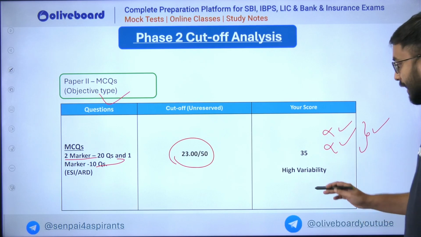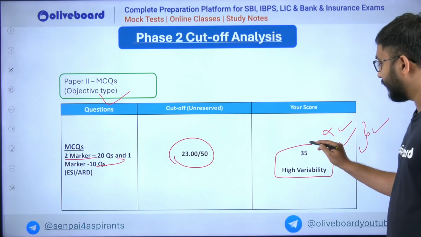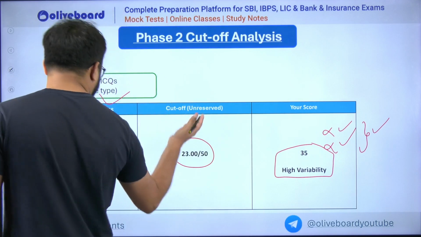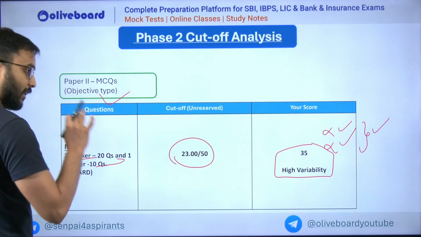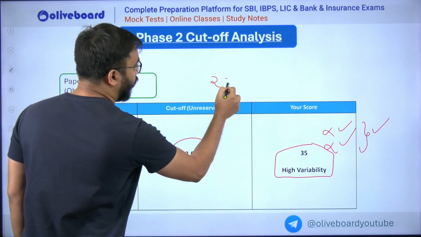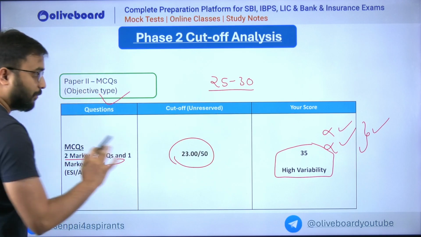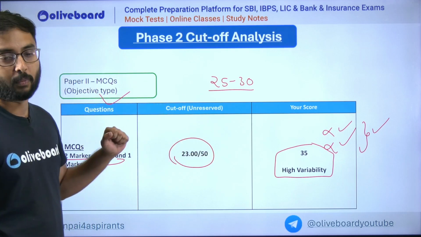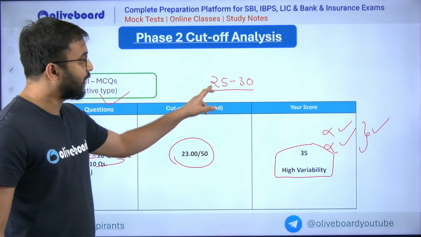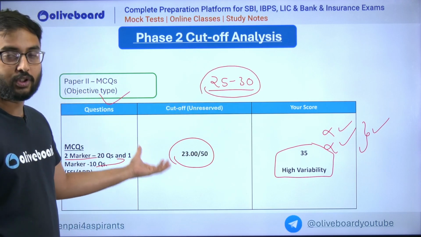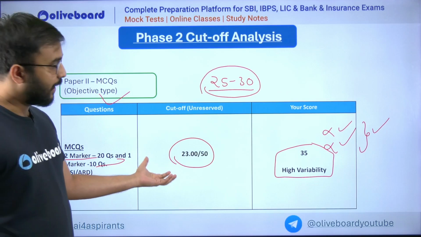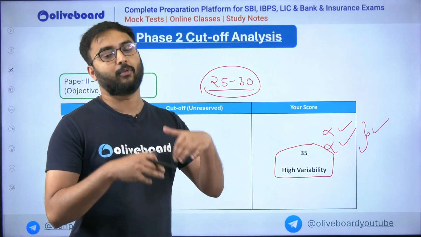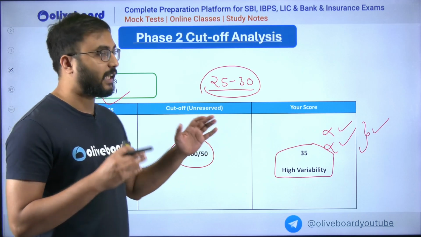Nobody knows this. That is why always remember, as the variability is high, if any subject in ESI or ARD comes difficult, it doesn't matter. You should always try to target 25 to 30 marks on a minimum basis out of 50 in your phase 2 paper 2 ESI and ARD MCQ part. It's very variable. Sometimes the paper may be easy, sometimes moderate, and sometimes very difficult. So it's all on a case to case basis.